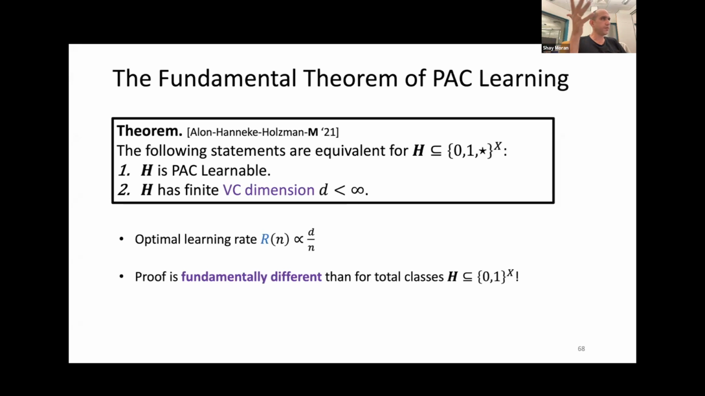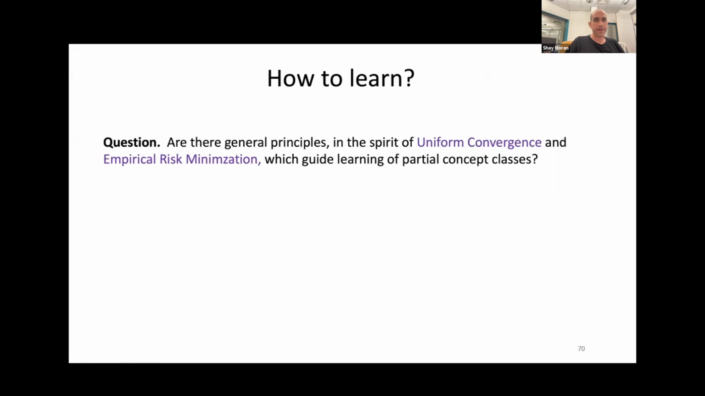there is a lot of very nice combinatorics which uses this interpretation and proves learnability. And in particular, the proof does not use, as I said, what the traditional proof for total classes uses. It does not use uniform convergence and not empirical risk minimization.